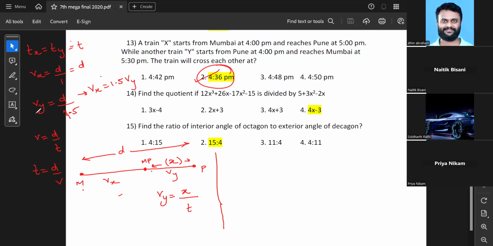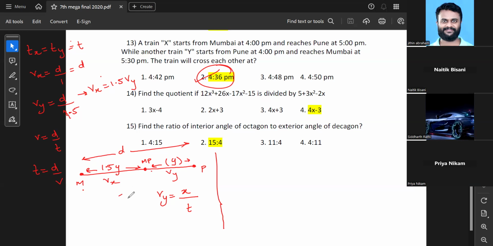So I'll consider y as the distance covered by Vy, then the distance covered by Vx will be 1.5 times greater than the other distance. Any doubts so far? Okay, I'm assuming no doubt.